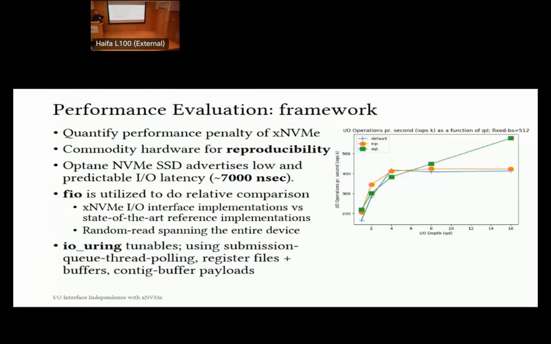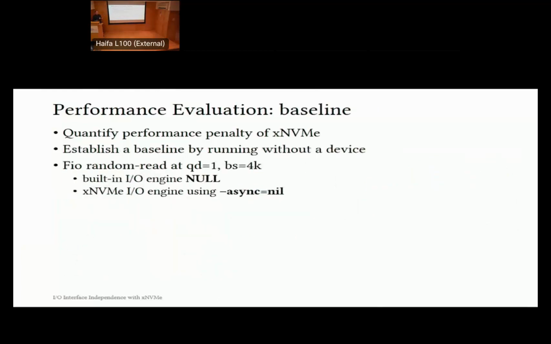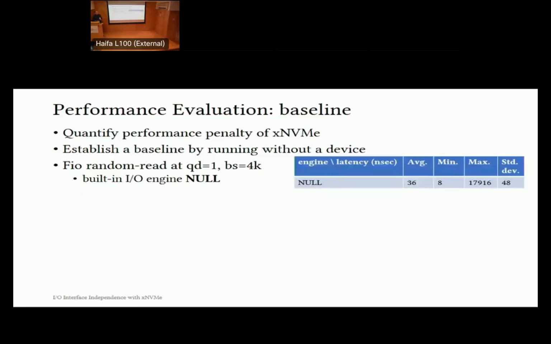So first off, for the baseline, the way to evaluate that is both xNVMe and FIO support a null mode. So basically an I/O engine that doesn't do anything except for taking your commands and completing them immediately. So in FIO, that's called null. In xNVMe, that's called nil. It does the same thing. But that allows us to actually measure how many nanoseconds are we spending on average just for the software layer overhead of submission and completion.